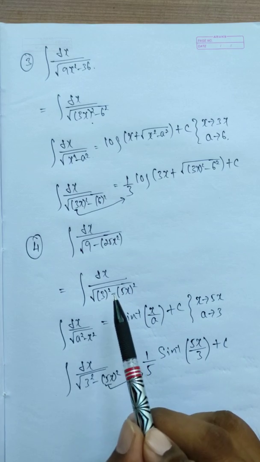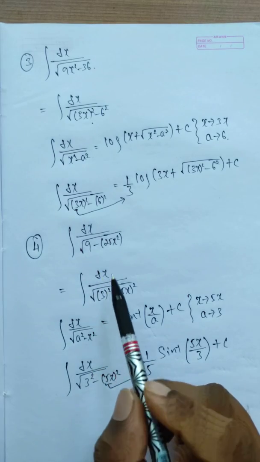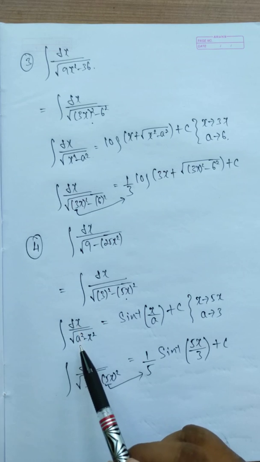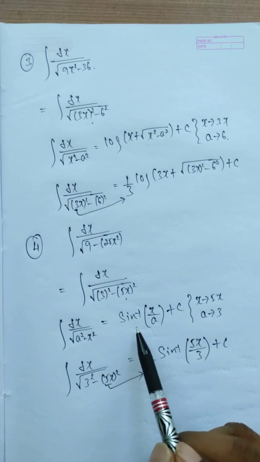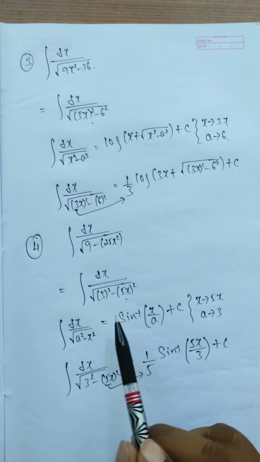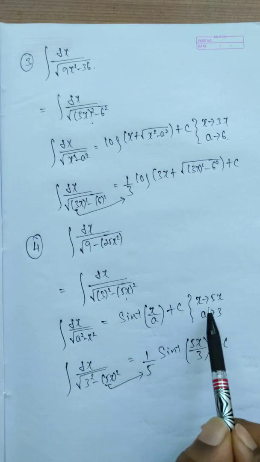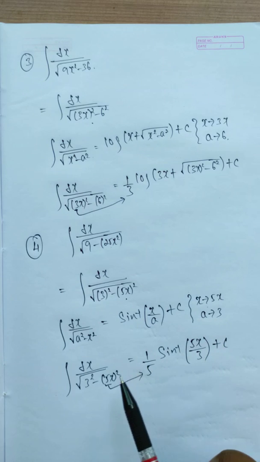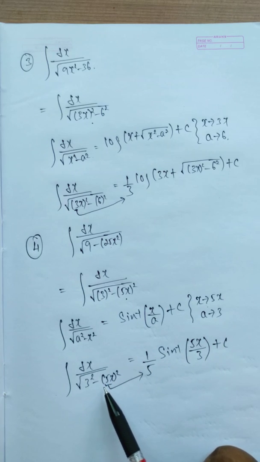Noted? For this particular problem I am writing this 9 as 3 square, 25x square as 5x whole square. So it is in the form of integration of dx by root of a square minus x square is sin inverse x by a plus c, and comparing, x is replaced as 5x, a is replaced as 3. So I am replacing. On the integration if any x coefficient exists, write the x coefficient in the denominator. Is it clear? Is it okay? So take a screenshot of this sheet and copy it to your notes. The next problem, we will go for the next problem.